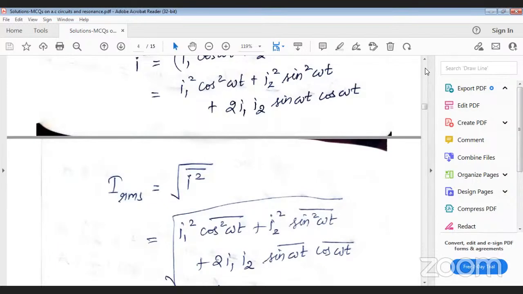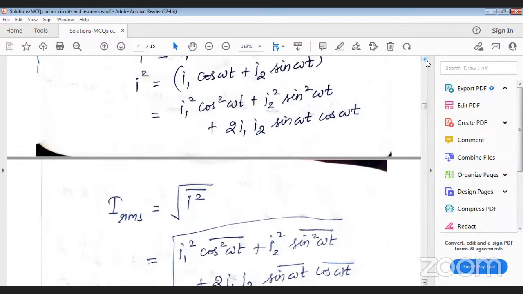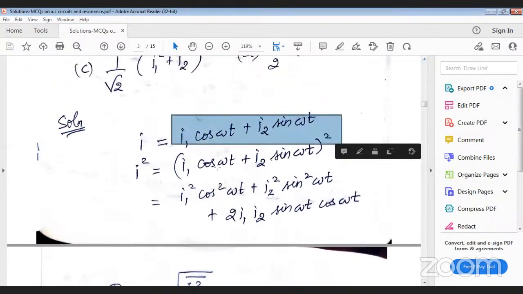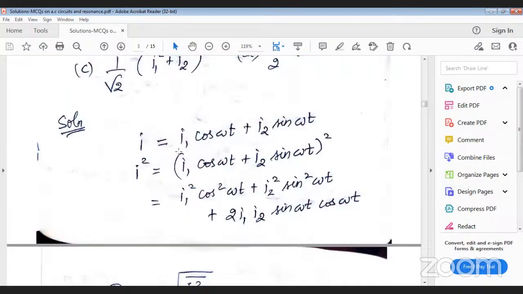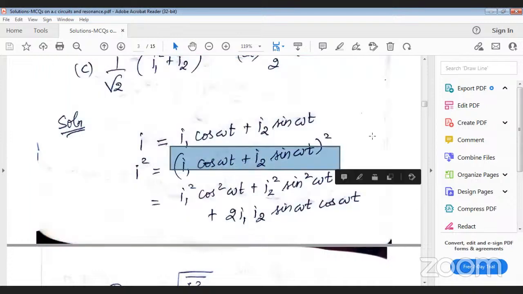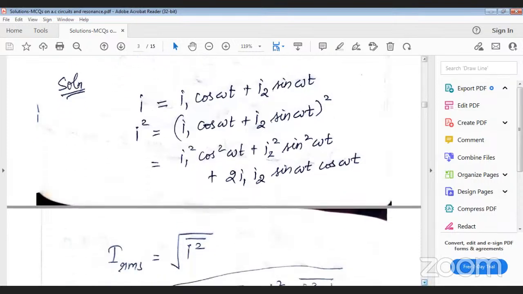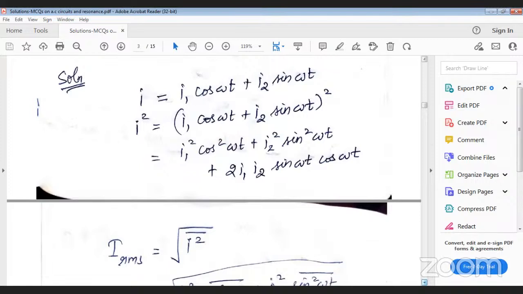Root mean square means, here I have taken the square. You see, this is the value of current given. Taking the square, I have to expand this by the (a plus b) whole square formula. So I1 squared cos squared omega t plus I2 squared sin squared omega t plus 2 I1 I2 sin omega t cos omega t. This is the square. And then I need to take the mean. Mean means arithmetic mean or the average. Then I have to take the square root.